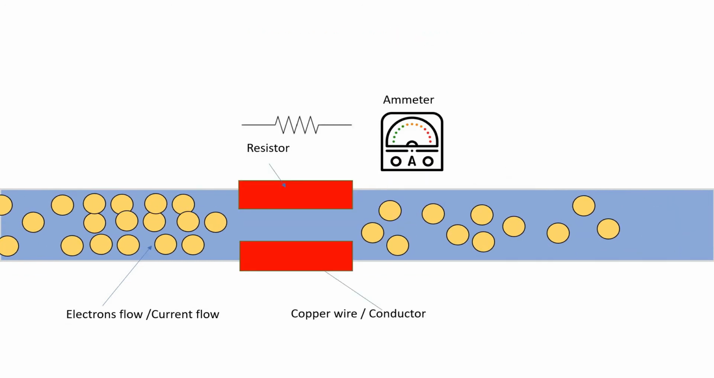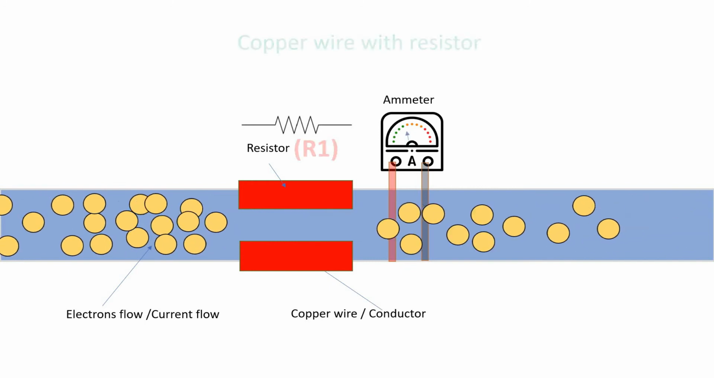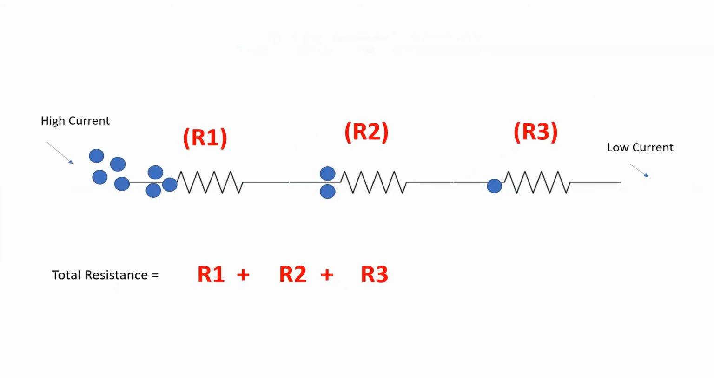Now let's consider another copper wire with a resistor, and let's apply the same amount of voltage as the first copper wire. Now the electrons start to flow through the resistor, and let's look at the ammeter reading. It's less than the first ammeter reading because the resistor limits the flow of electrons. This way you can add multiple resistors.